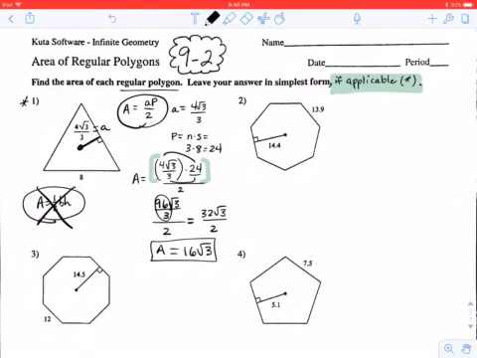So like for number 2, you're not going to have square roots because see how they're decimals? But again, it's just going to be apothem times perimeter over 2. Apothem is given. Perimeter is the side length times the number of sides, and then you just plug it in and solve. Easy peasy.